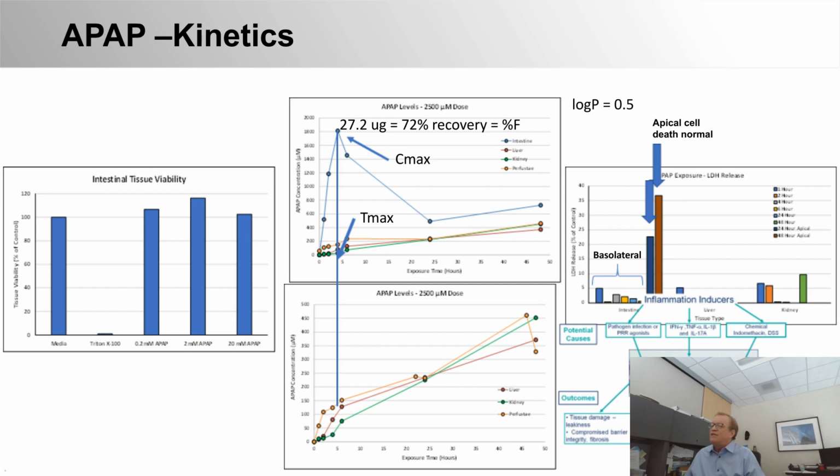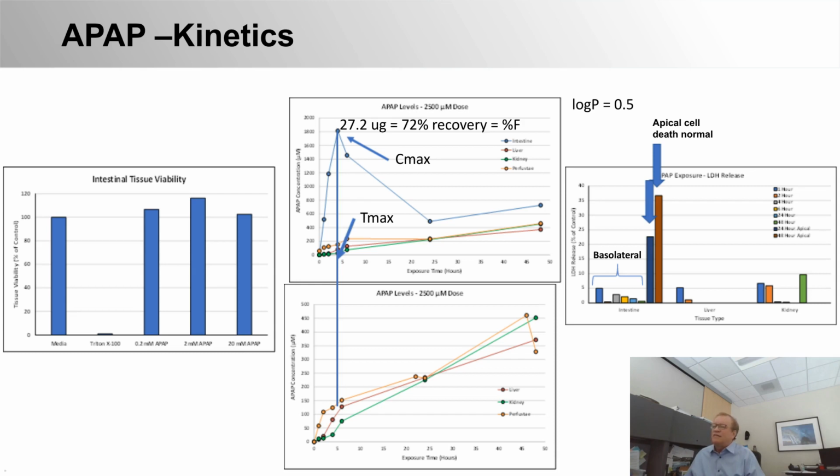Out on the kidney side, in the liver, there's almost no toxicity. On the kidney side, we see a little bit more, and acetaminophen does have a higher toxicity in the kidney.